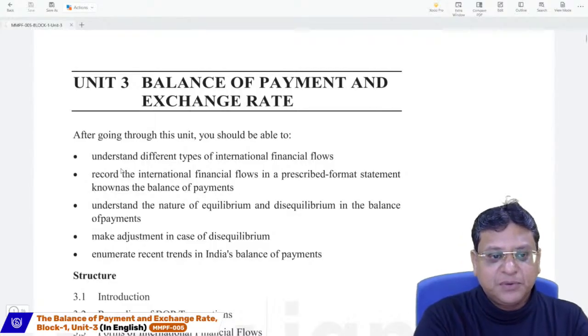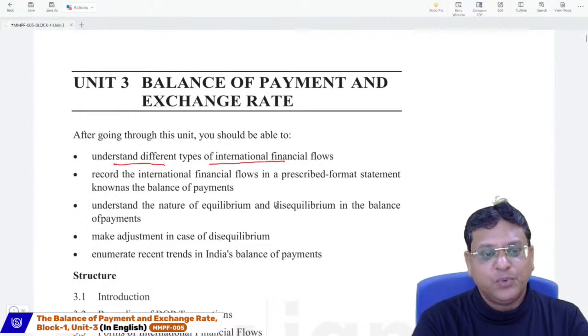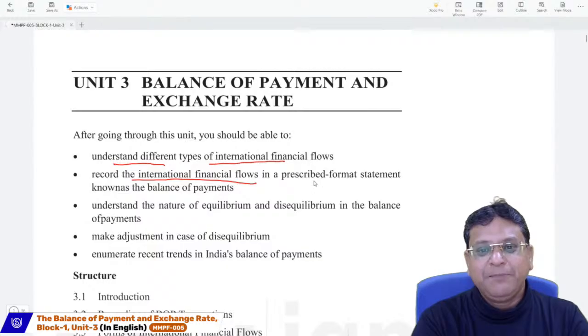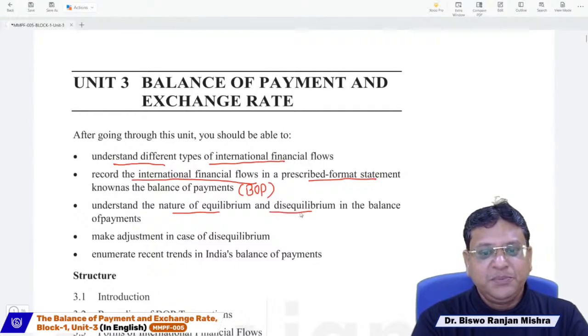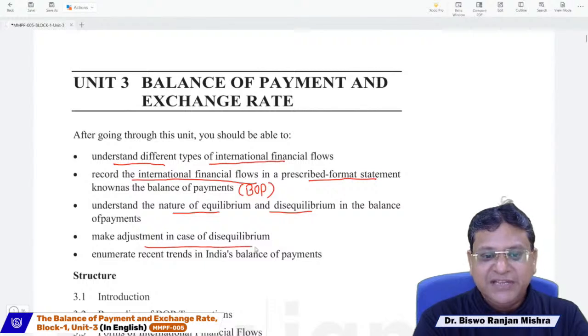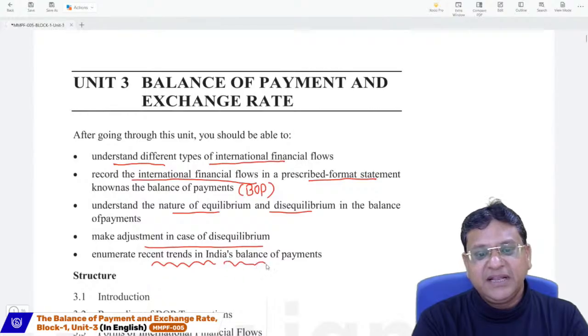After doing this class, you can understand different types of international financial flows. You will be able to record international financial flows in a prescribed format known as BOP. You will understand the format of BOP, and the nature of equilibrium and disequilibrium of BOP. What is equilibrium of BOP and what is disequilibrium of BOP? And we can know the adjustments if disequilibrium occurs. Then we will discuss different recent trends in India's BOP, or balance of payment statement.